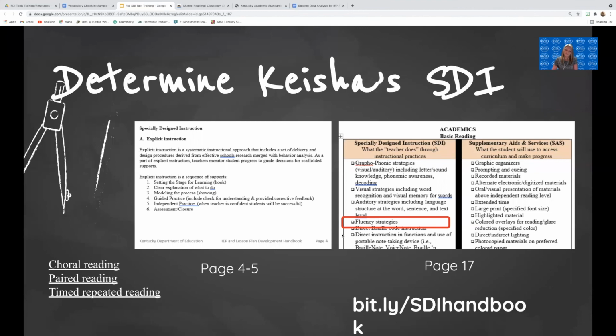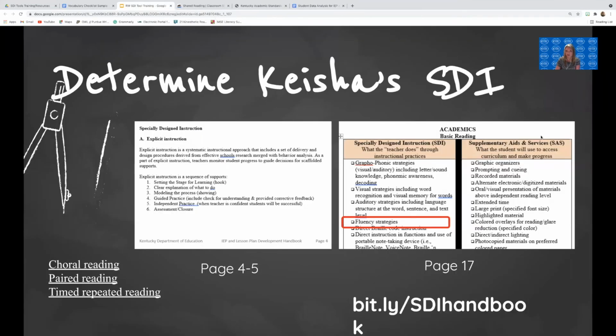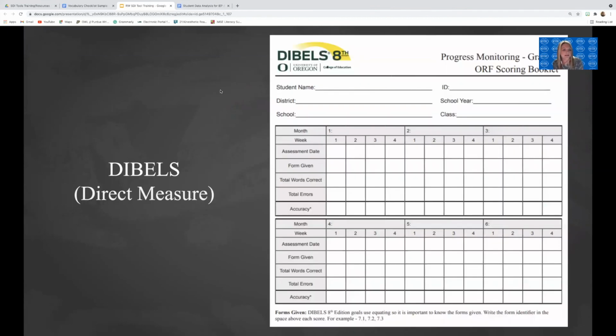Okay, so when you list her SDI, you're going to say fluency strategies, and what that means is what we showed: choral reading, paired reading, and repeated reading. And then here's another one, timed repeated reading. So those are all fluency strategies that you can use to help Keisha with her fluency to meet her fluency goal. This is an example after to progress monitor.